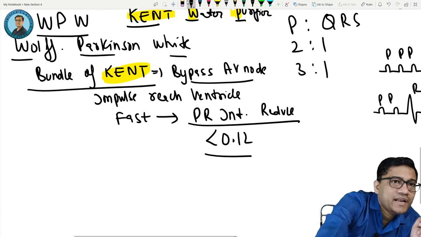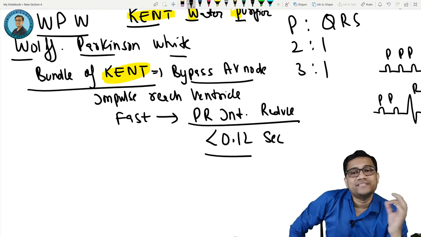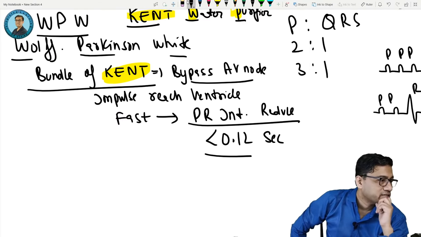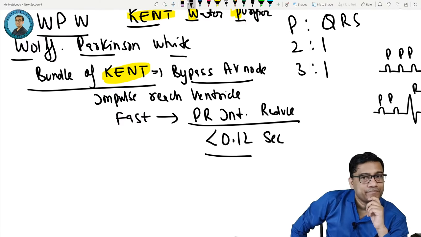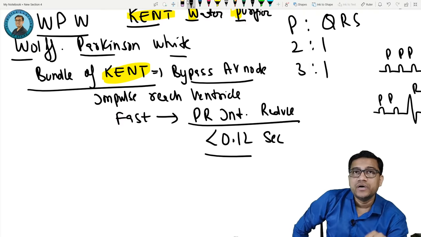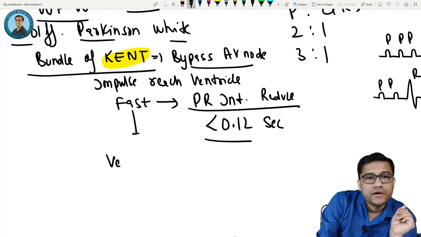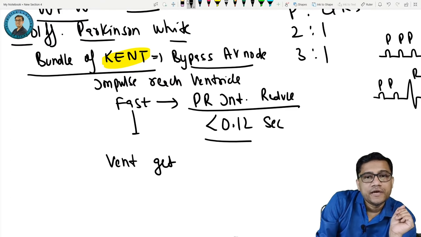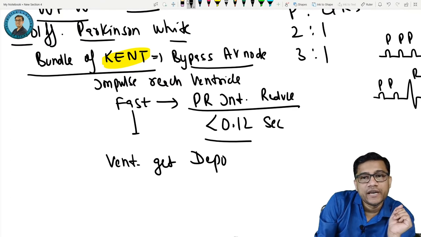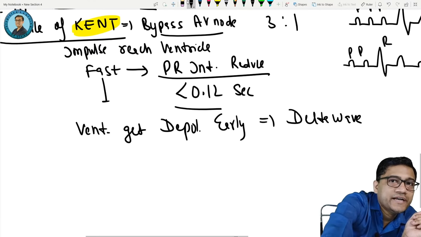So what time? Less than 0.12 second. Are you clear now? So less than 0.12 seconds. Okay. Fine. Done. And as the ventricle gets excited sooner, it causes early depolarization. And second thing, the ventricle gets depolarized early, that causes a delta wave.